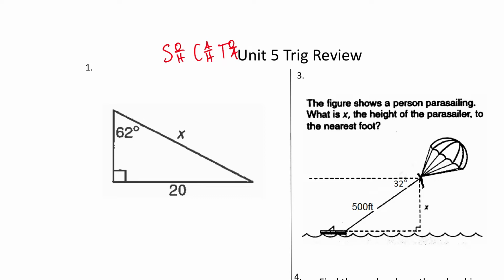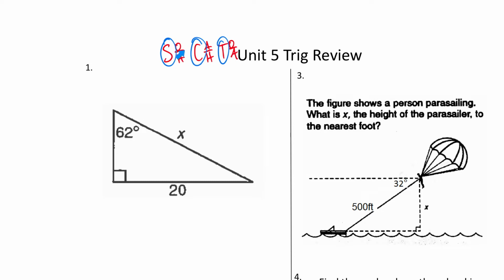Okay, so remember the S of SOH is the sine function. And then the O and H are opposite and hypotenuse. All right, the C of CAH is cosine. And the A and H are adjacent and hypotenuse. And then the T of TOA is tangent. And then the O and A are opposite over adjacent.